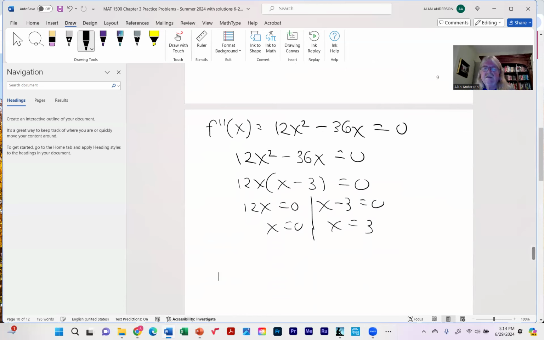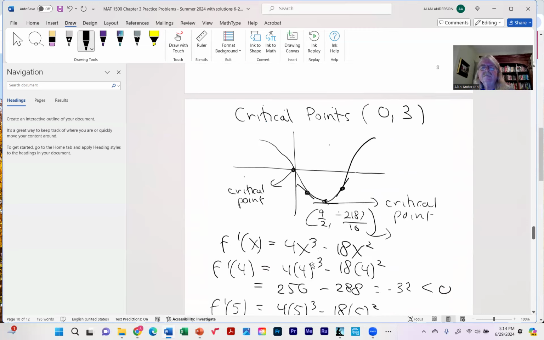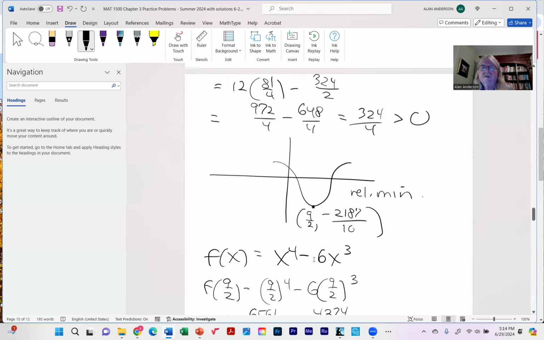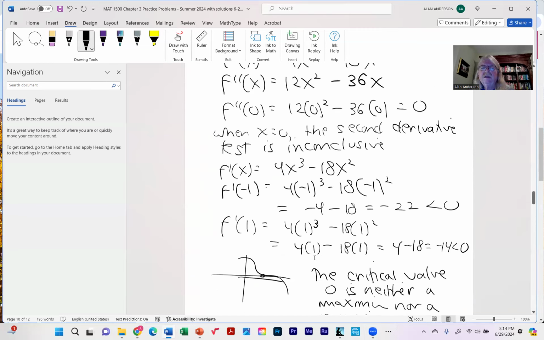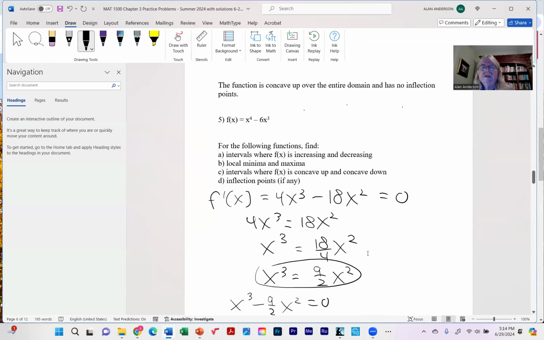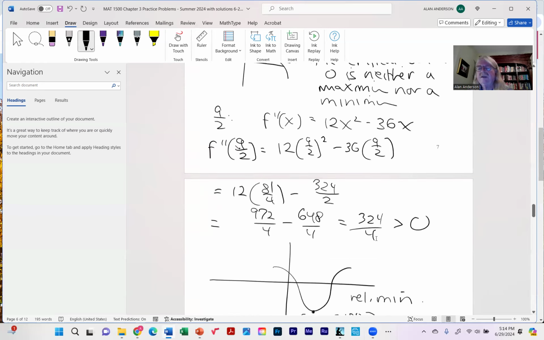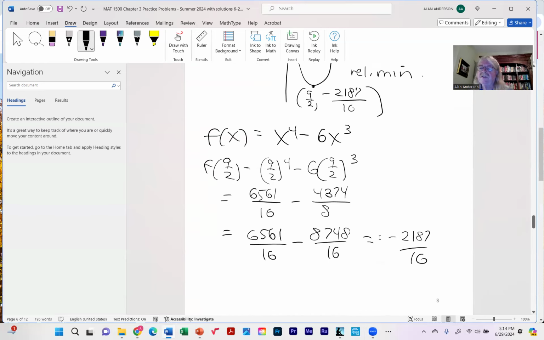So we have 2 points where the second derivative is 0. And they want to know where the function is concave up and down. Now, keep in mind, an inflection point means that the concavity changes at that point.